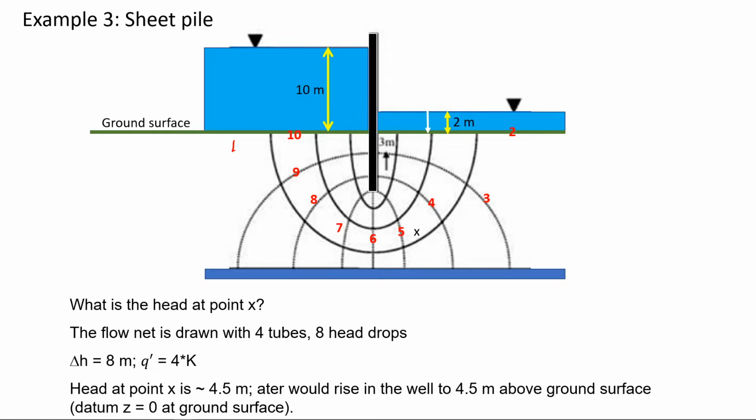So here head is 10, 9, 8, 7, 6, 5, 4, 3, 2. What is the head here? So the head here should be less than 5 but larger than 4, and more toward here. So I will say maybe 4.7, or something like this.